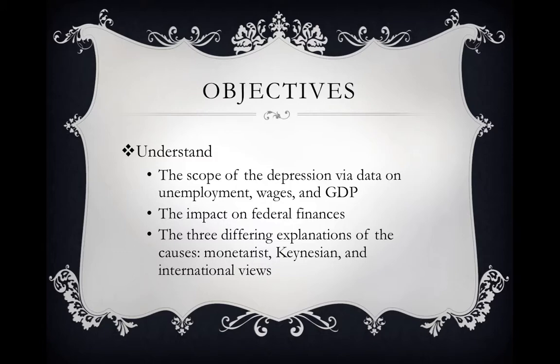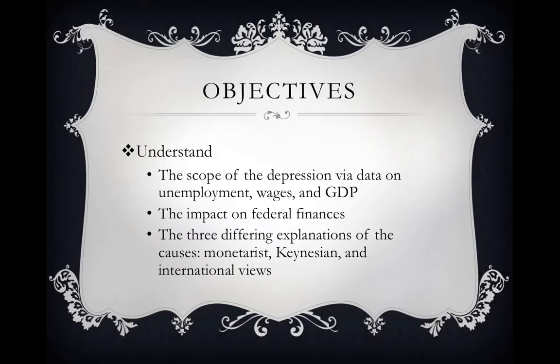As I said previously, there are three different explanations as to the causes of the Great Depression. There's the monetarist view that looks specifically at the money supply as a cause. We have the Keynesian explanation, which looks at decreases in consumption as a contributory factor. And then we have the international view, which looks particularly at our adherence to the gold standard and how that was a cause of the Great Depression.